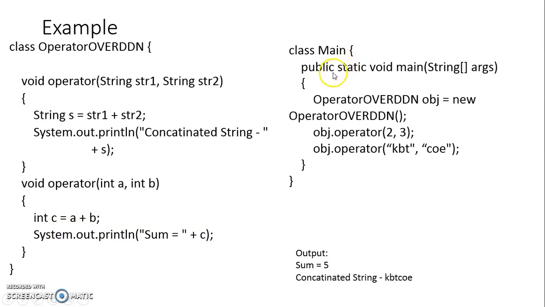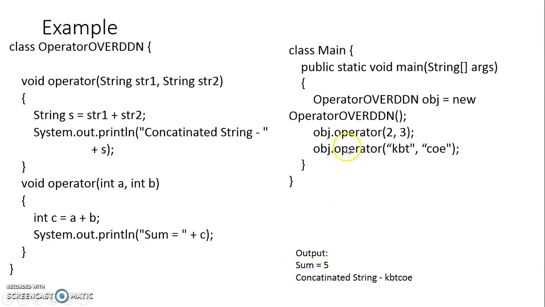Now here is my main class. Now in main I have my main function. Here I have created an object, as here there is only one class, only one object is created. Now here through first statement I am calling the operator function which is going to accept the input variable as integer. So 2 and 3, it will perform the addition and it will print sum equal to 5. Here is my output, first output statement.